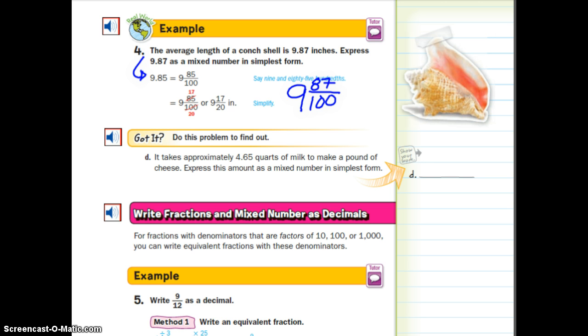So, I'm going to leave it at 9 and 87 over 100 because I don't think it's divisible by something that I can use. I know it's not divisible by 3 because 3 doesn't go in 100. It's not divisible by 5. It's not divisible by 7. So I've run out of the first set of numbers, so I know that 87 has to be prime. So in this case, the book example is wrong, so we will leave it at 9 and 87 hundredths. Please get the got it done. Pause the video.